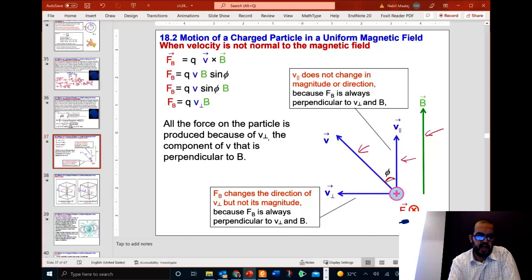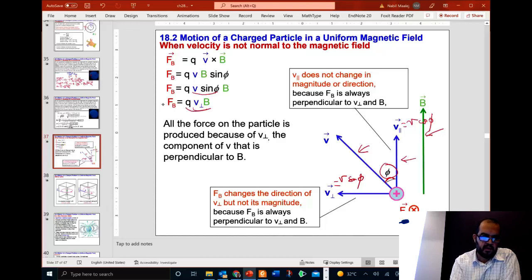Okay, so if we write F is equal to QV cross B, the magnitude of F is Q times V times B times sine of the angle between them. This is the angle phi. We can write this as QV sine phi times B, and this here is V perpendicular. Remember, V perpendicular is V sine phi, and V parallel is V cosine phi. So this is the perpendicular component.